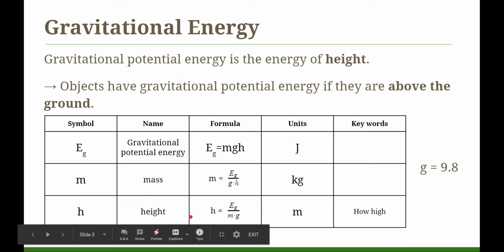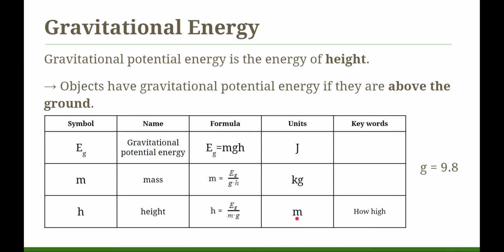And then H just stands for height. If we solve the equation for H, height is equal to EG over M times G. And the units for height are meters. So again, be careful here. This is meters as a unit, and this M over here stands for mass. So when you see M in the equation in any of these, that means mass. And at the end, let's say our answer is 4 for height, that would be 4 m. If it comes after a number and it's not in the equation, then that just represents the units. And remember, that's short for meters.